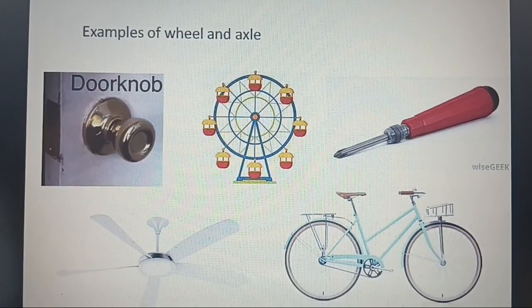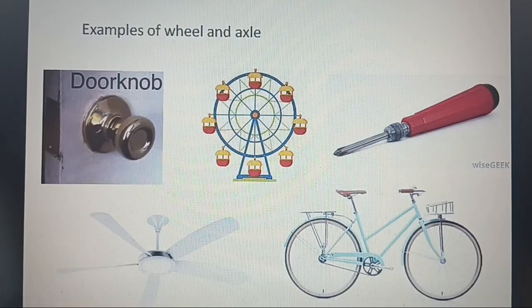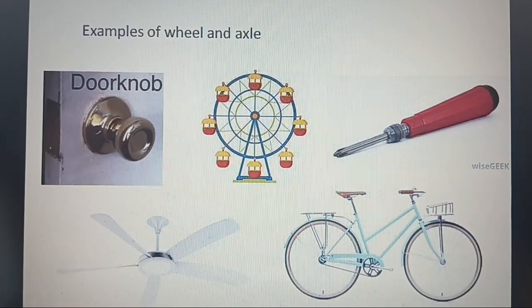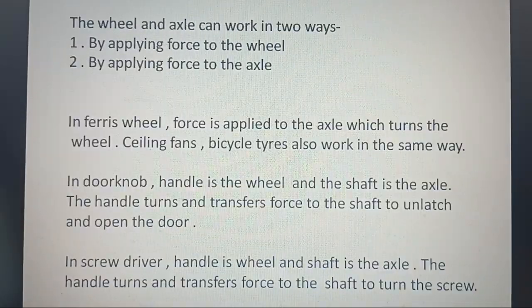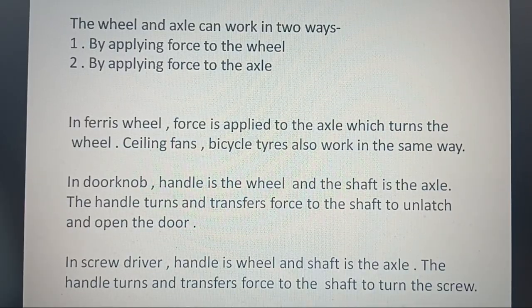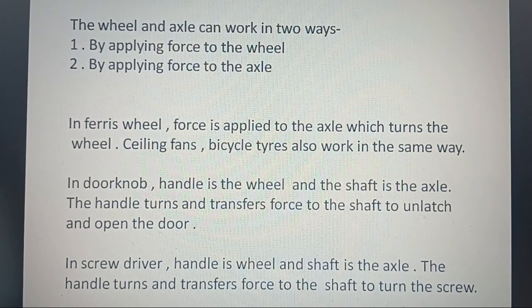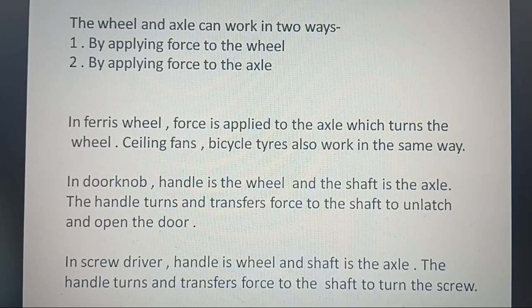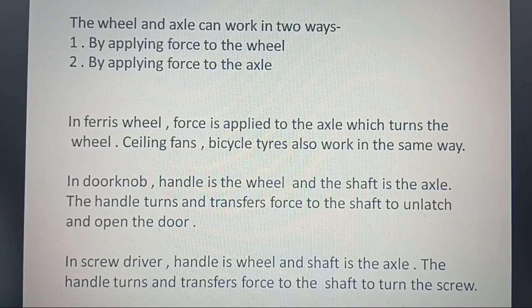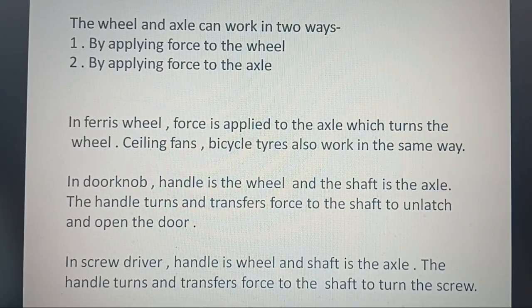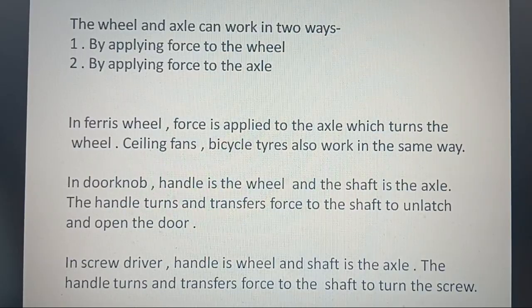Ferris wheel, doorknob, fan, cycle. These are the examples. The wheel and axle can work in two ways: by applying force to the wheel and by applying force to the axle. In a Ferris wheel, force is applied to the axle which turns the wheel. Like ceiling fans, bicycle tires also work in the same way.